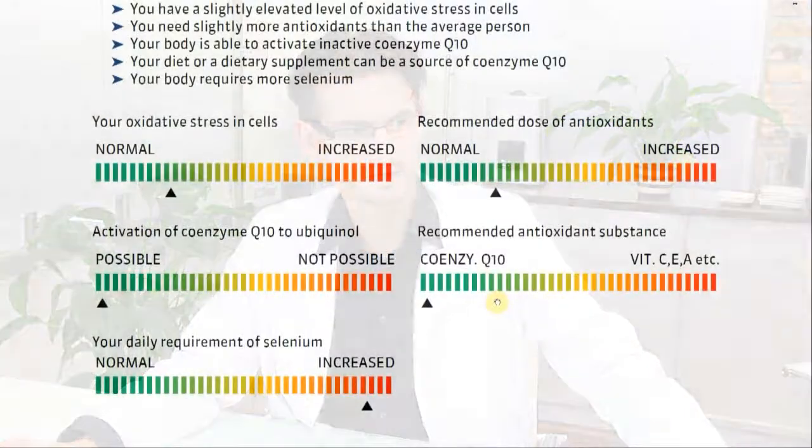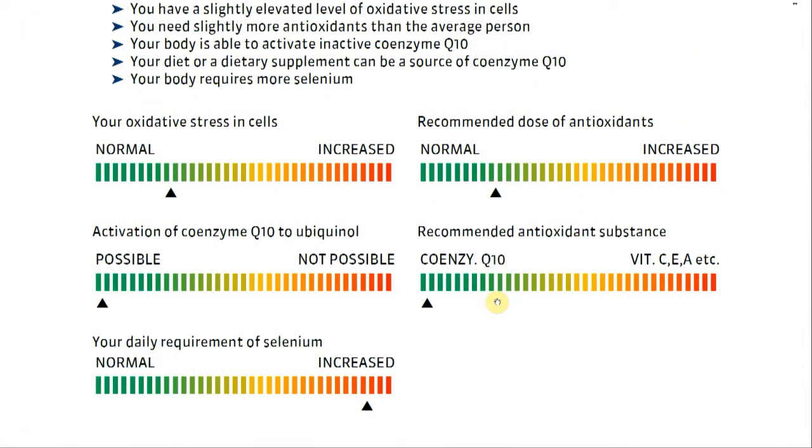You can either already take the activated form, ubiquinol, or you can counteract it with all of the other antioxidants, vitamin C, E, A, and all of these substances. So if you take more of them, you can partly balance out that you're lacking this function. So here you're going to find out if your body is able to activate coenzyme Q10 to ubiquinol.